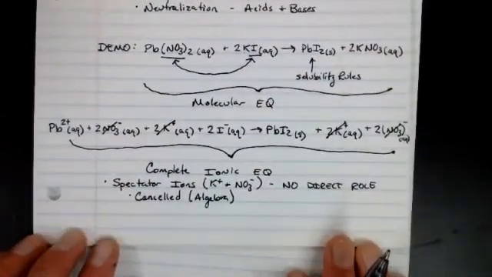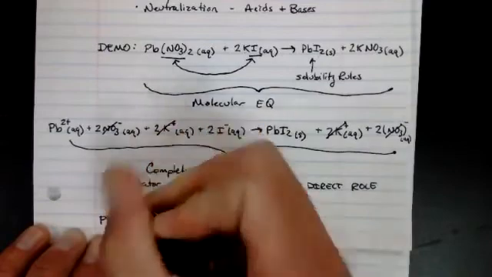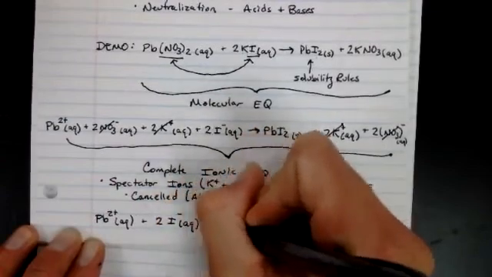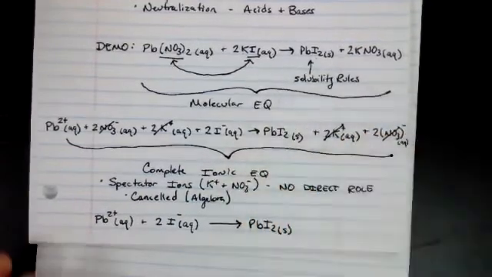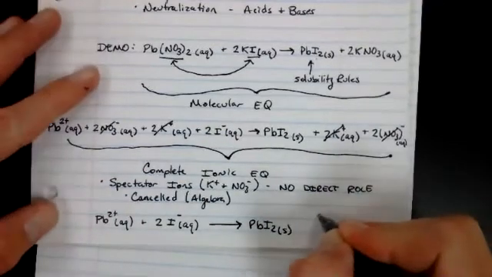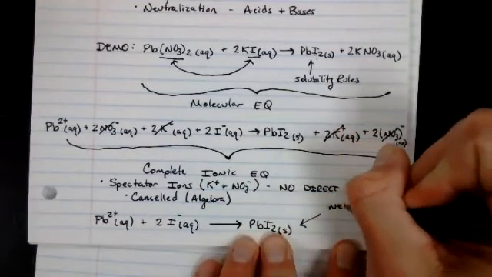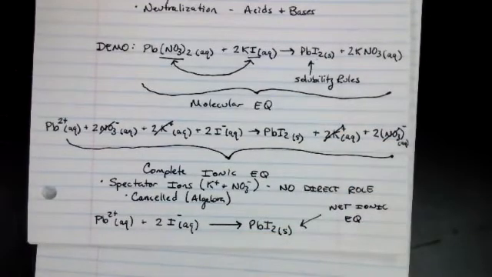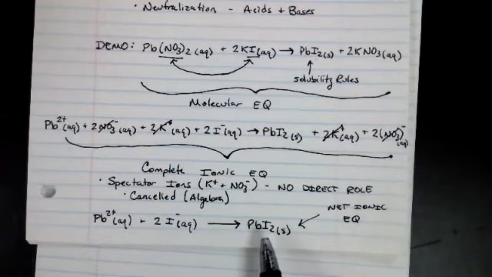And I can rewrite what I've got. I've got Pb2+ aqueous. There's my lead. I've got 2 iodide aqueous. I've got my arrow. And on the right-hand side, all I've got is PbI2, and it's a solid. That's my precipitate. This reaction here, where I've gotten rid of all the spectator ions, I've gotten rid of all the species that aren't playing an actual role in the reaction, this is called a net ionic equation. And it only has the ions that are playing a direct role in the reaction, right?